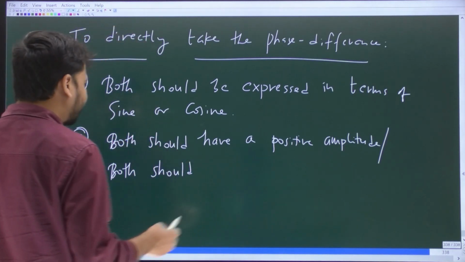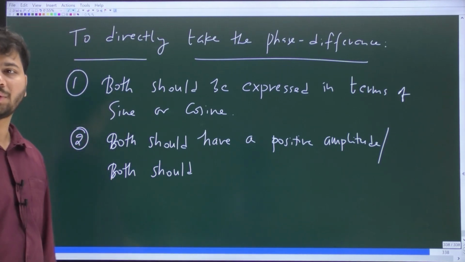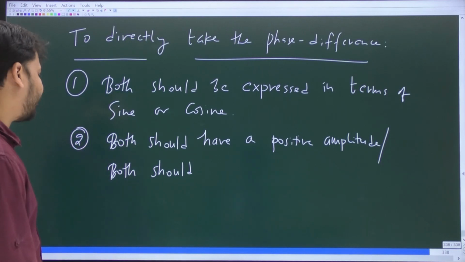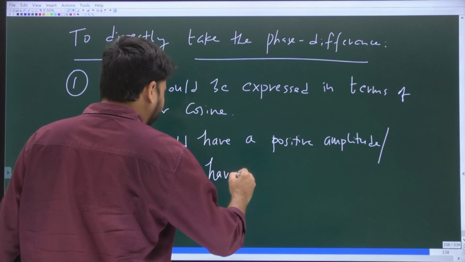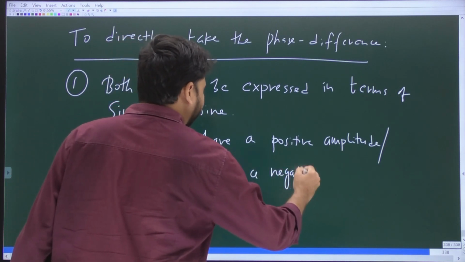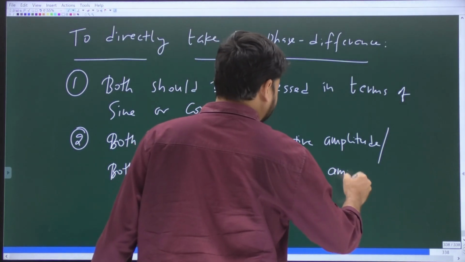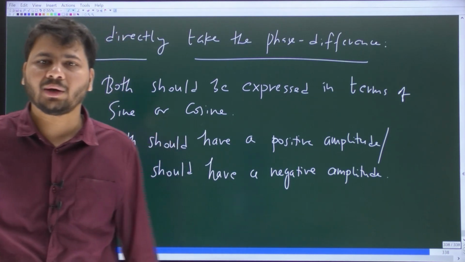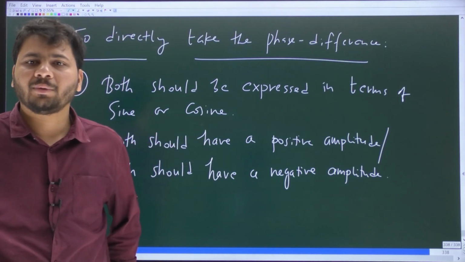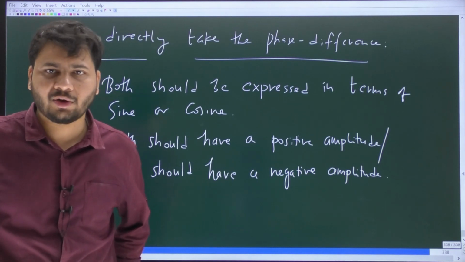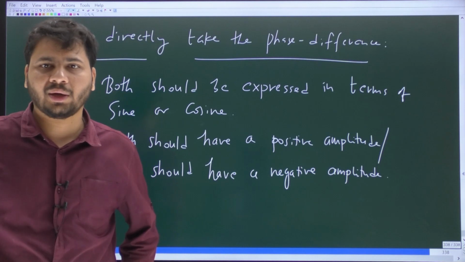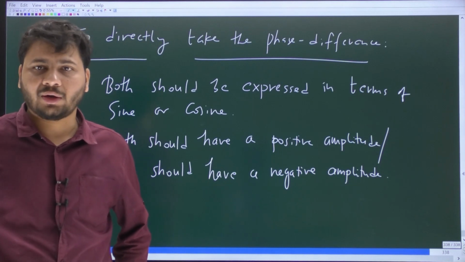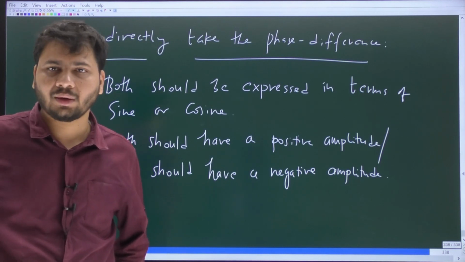So both should have, both meaning both the quantities for which you are comparing the phases or taking the phase difference, both the quantities should have a positive amplitude, or both should have a negative amplitude. But this negative amplitude is kind of rare, because when we represent any sinusoidal quantity, we always represent it with a positive amplitude. Yes or no? 5 volt sine omega t. You will never say minus 5 volt sine omega t, even though both are technically same, but you will always say 5 volts sin omega t, which means amplitude will in general be positive.